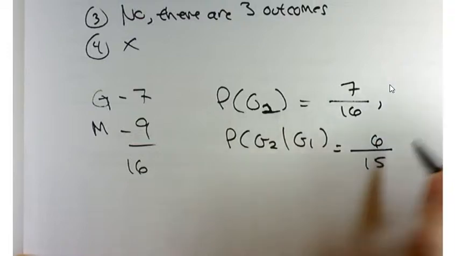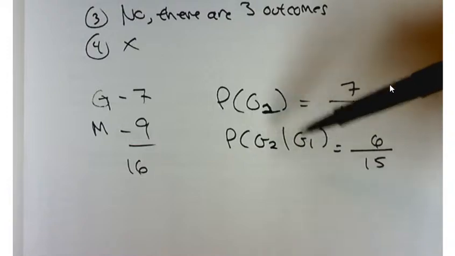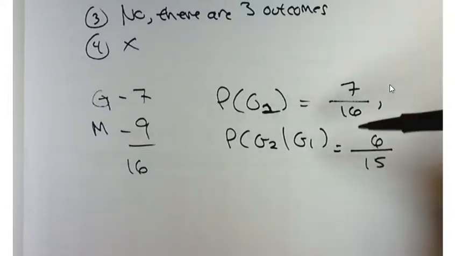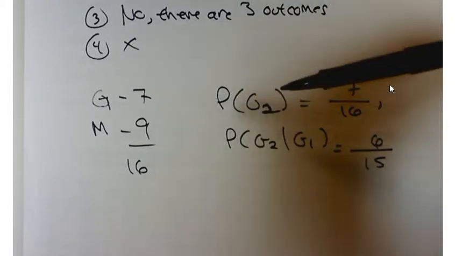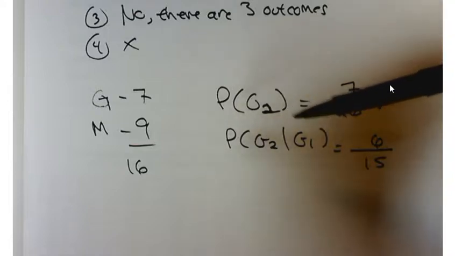6 out of 15. So notice that probability changed, right? It's not the same as it was. Now, if I put that girl back in here and reshuffled the deck and said, okay, let's draw again, then it would still be 7 out of 16. What I'm saying is that when you sample without replacement, that leads to dependent events.